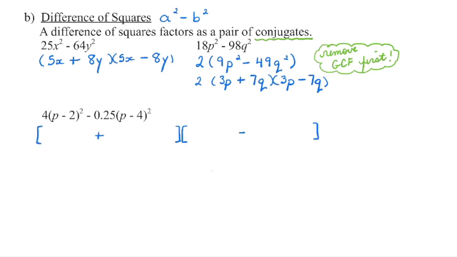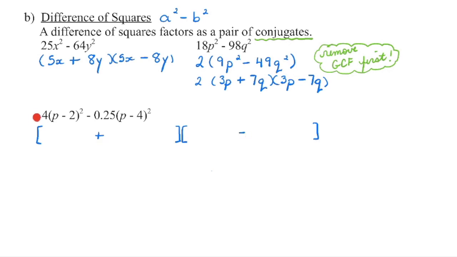And our last review question, I again see that I have a difference of squares. We can see that this is a perfect square and this is a perfect square. We know 4 is a perfect square, and because 25 is a perfect square, you can even check on your calculator, but 0.25 will be a perfect square. So let's go ahead and set up our conjugates.